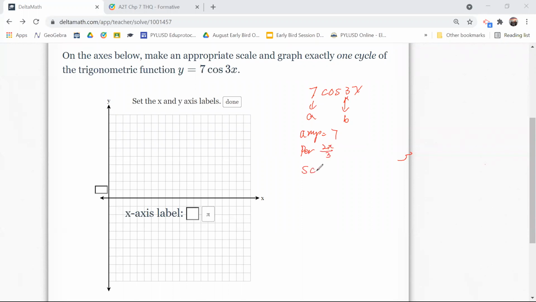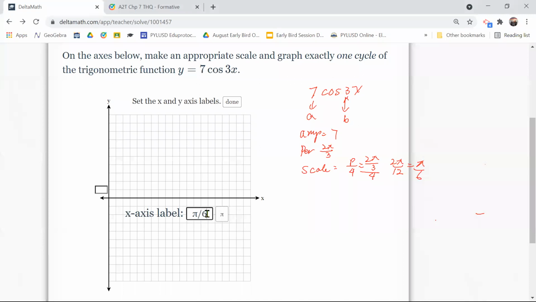And the scale is going to take the period divided by 4. So it's going to be 2 pi over 3 over 4, which equals 2 pi over 12, which is pi over 6. Okay, now we have everything we needed. Now we're ready to enter. So scale is pi over 6.